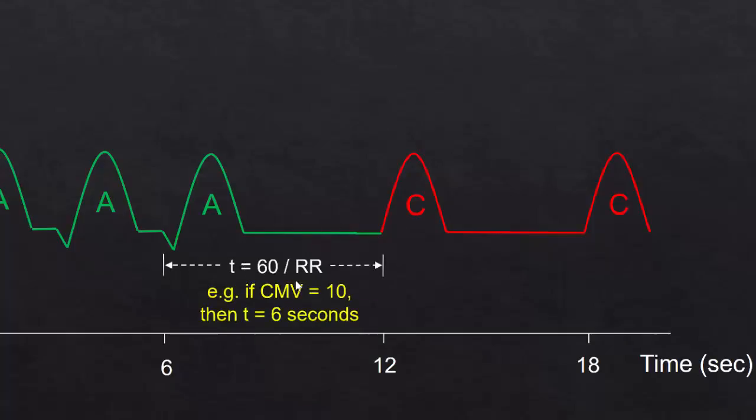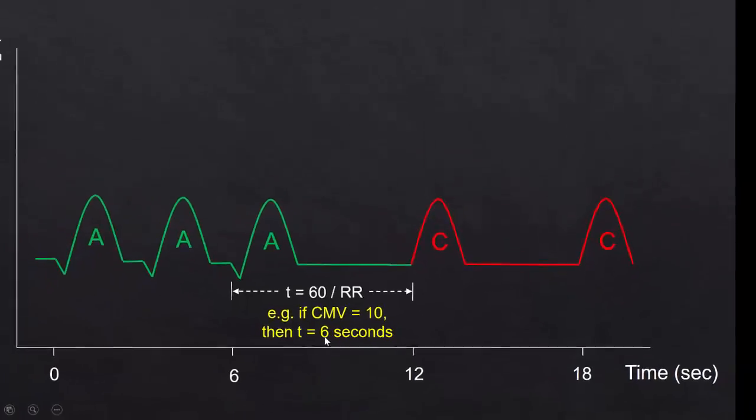So we can see that if you divide the respiratory rate into 60, we get the actual amount of time. Obviously, a rate of 10 equates to 6 seconds. 60 divided by 10 is 6 seconds. And if the rate was 15, it would be 4 seconds per cycle.